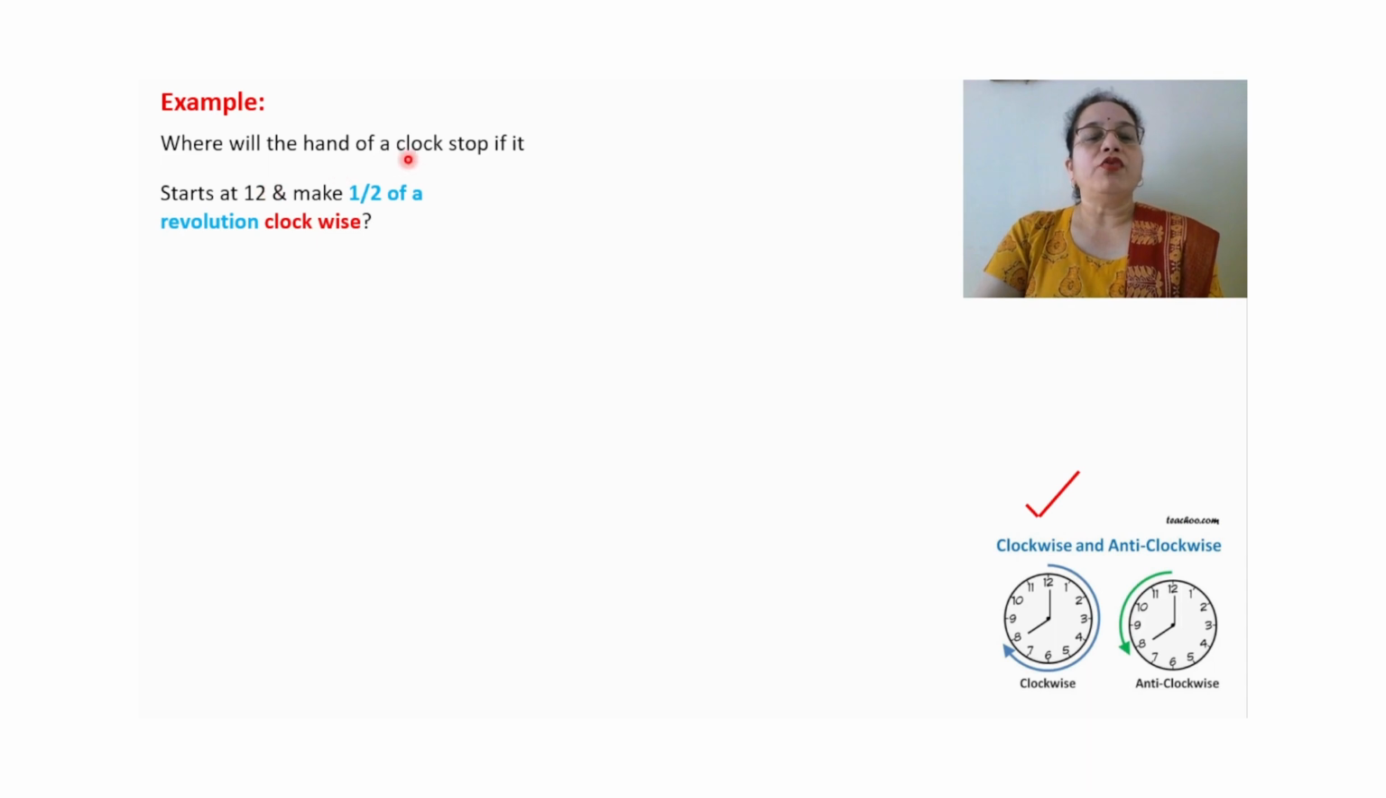What will the hand of a clock stop? Where will the hand of a clock stop if it starts at 12 and makes half of a revolution clockwise? So again, clockwise means we will go in this direction. Start at 12 and half of a revolution. Half revolution means how many parts? 6 parts. So 6 parts means we will start from 12, so 0 plus 6 will be 6. So the hand of the clock will stop at 6.